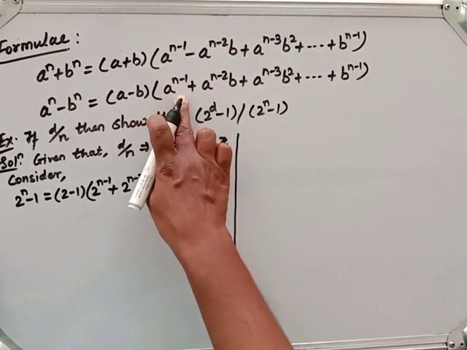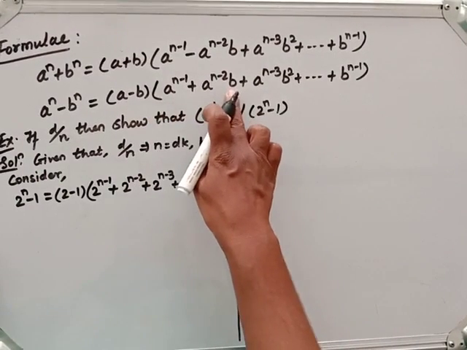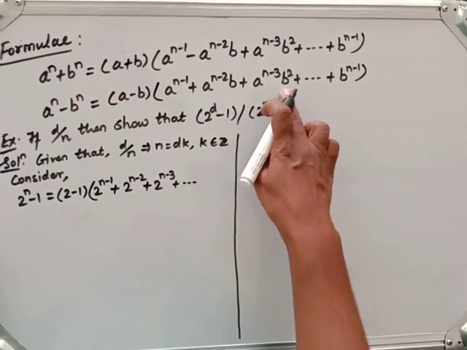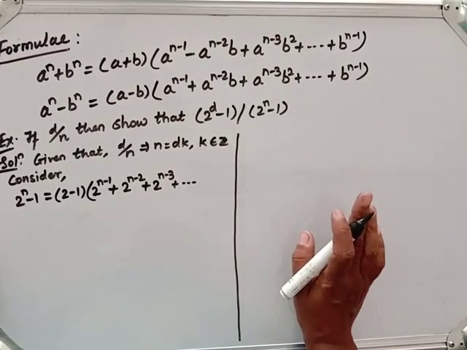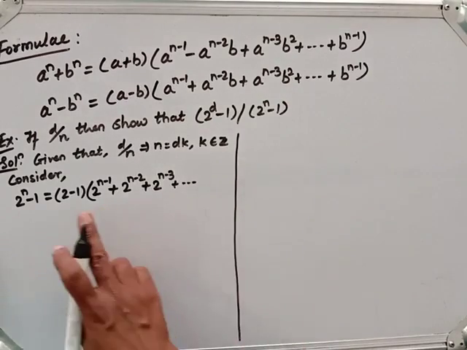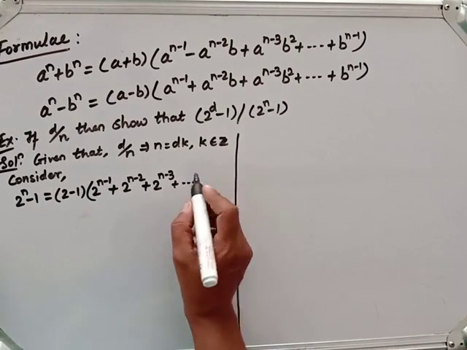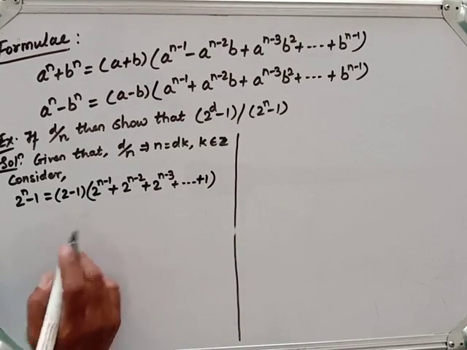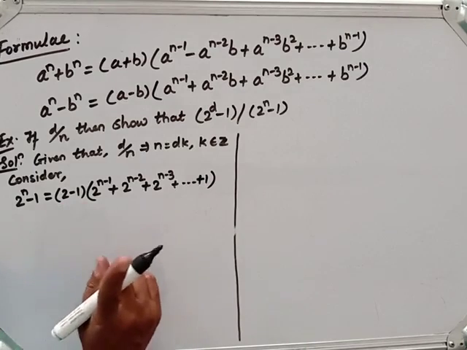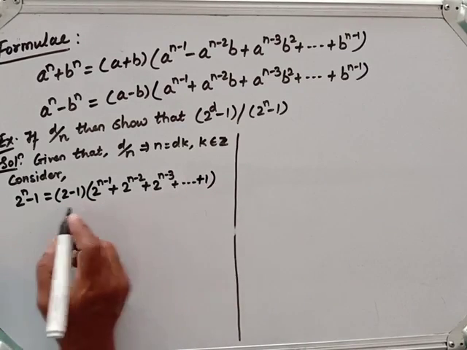Here the power of b is what? 0 in the first term. The second term has the power of b as 1, the third term has power of b as 2, and so on, it goes on increasing till b raised to n minus 1. So b is 1 here, so 1 raised to n minus 1 will become 1. Fine. This is our term here. Now, this 2 minus 1 is how much? 1. So simply this bracket is our term here.